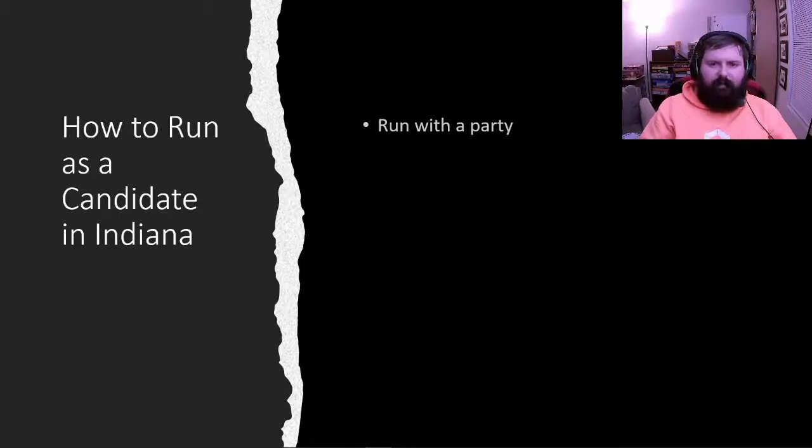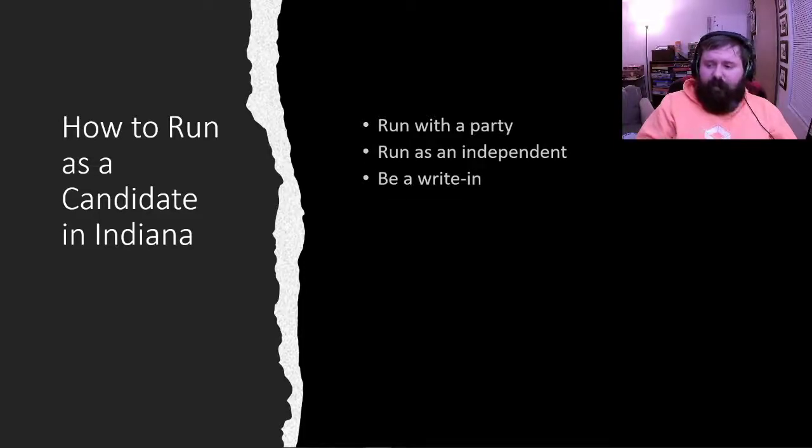There's just a lot of little things you have to do with this. Second thing you can do, though, is run as an independent. Anyone can do this. But if you are wanting your name to be on a ballot, then you're going to have to petition for it. The final way to do it is just by being a write-in. This is just simply writing your name on the ballot itself.